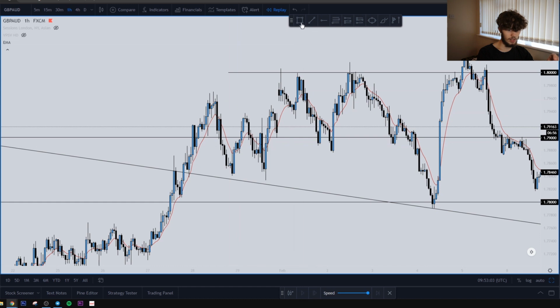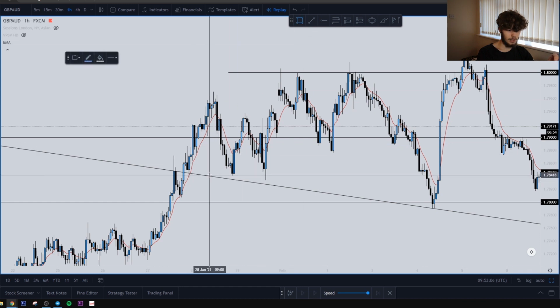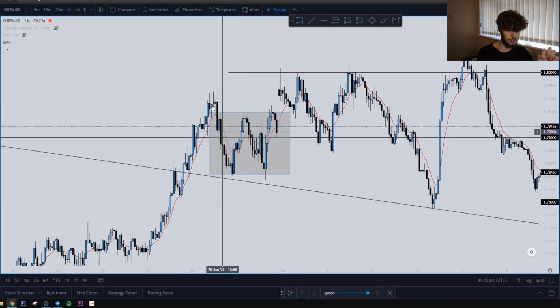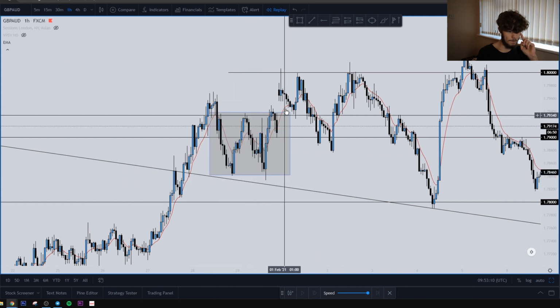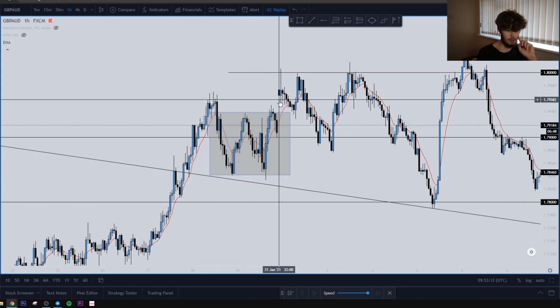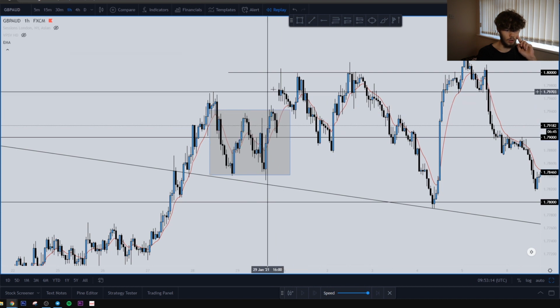We couldn't actually hold above this level here, but we had a little bit of consolidation here, so we came into this, boom, boom, boom, and then we did actually open above this consolidation on the Sunday.